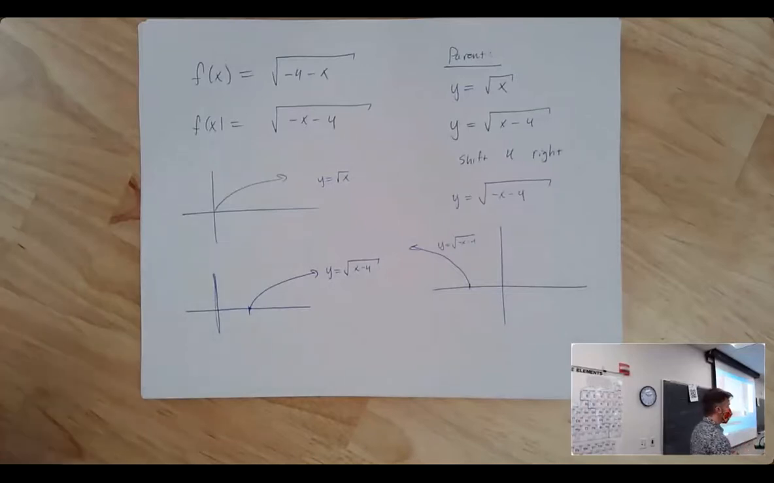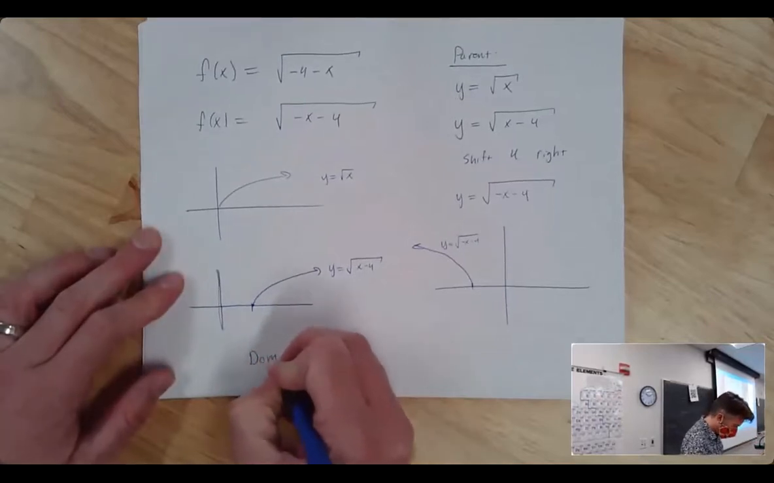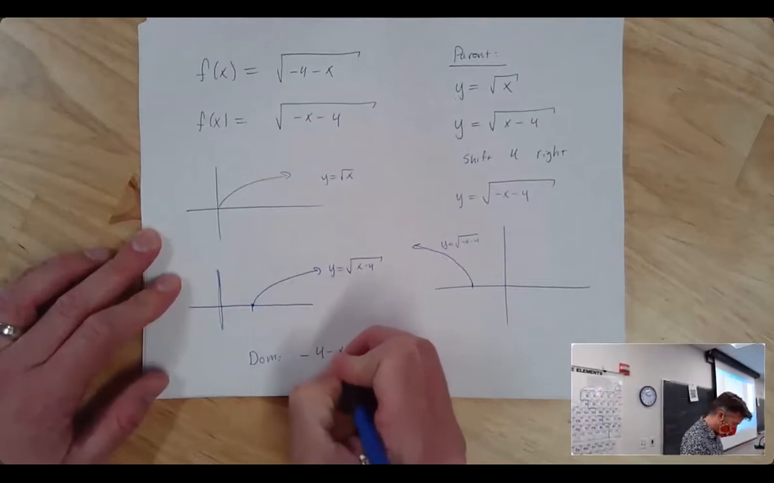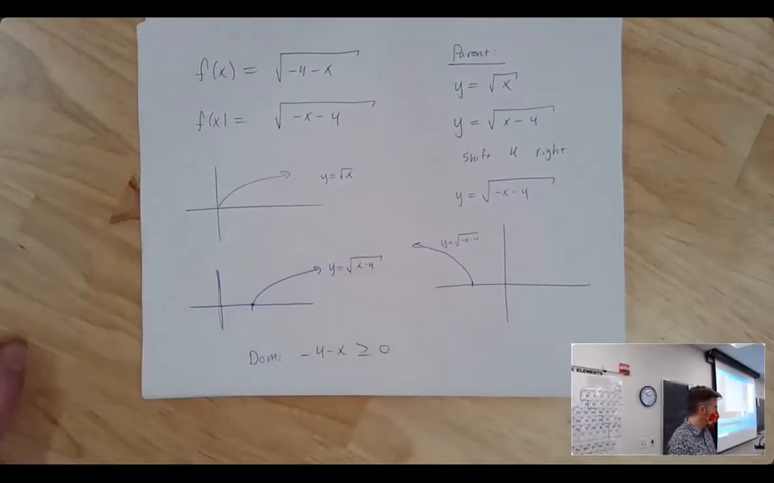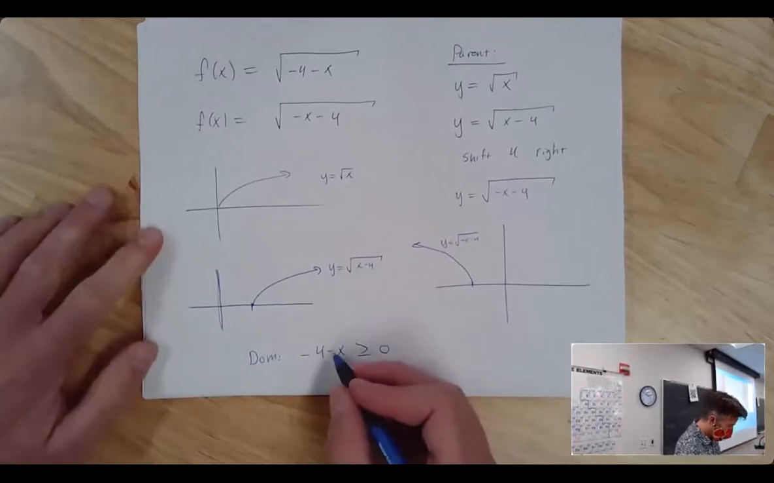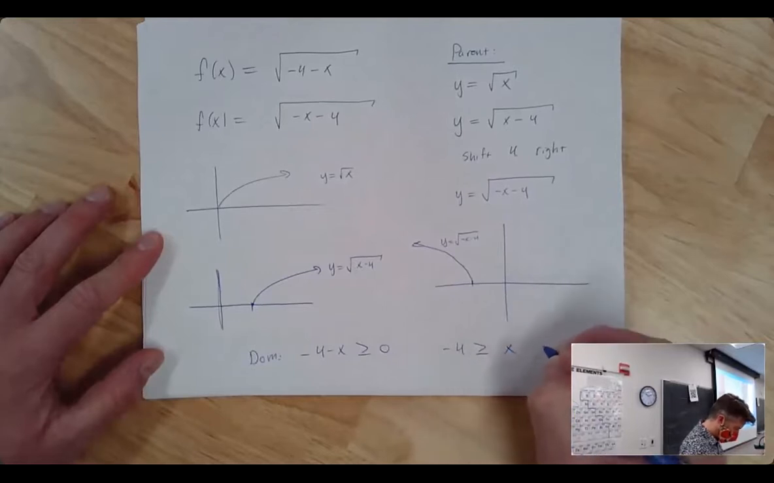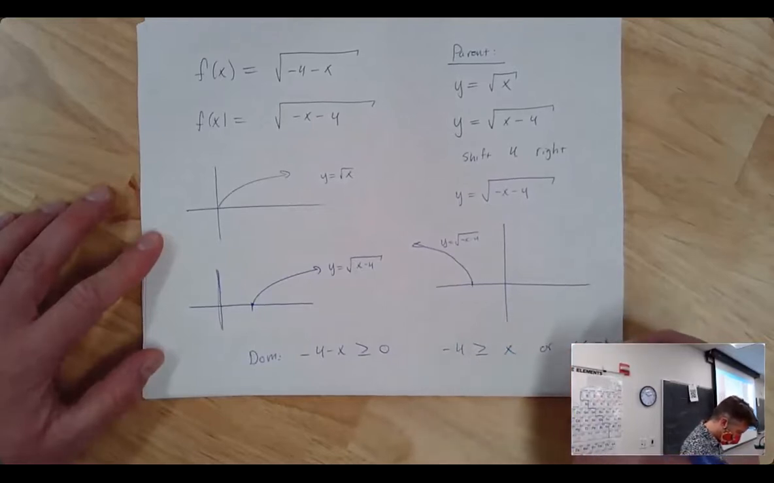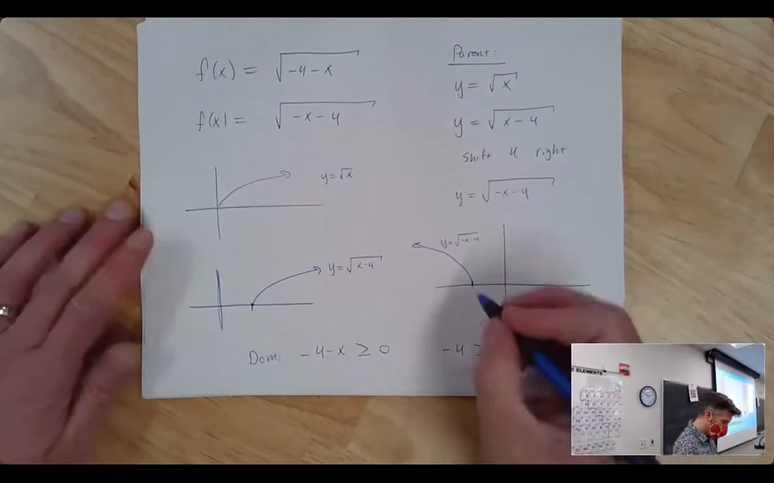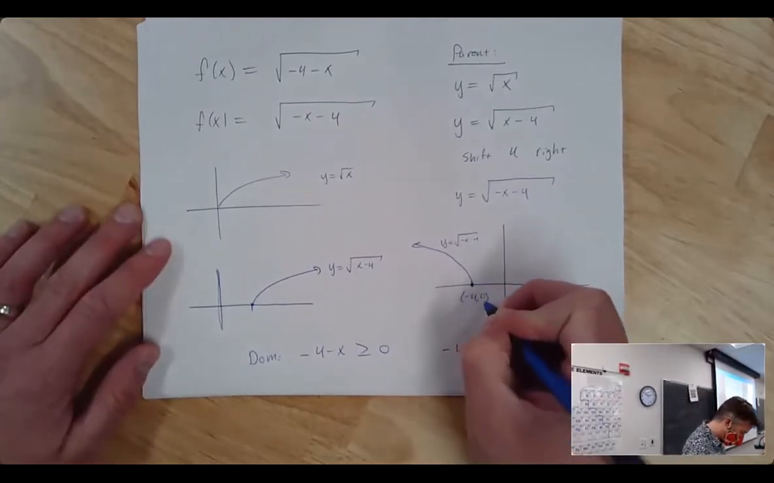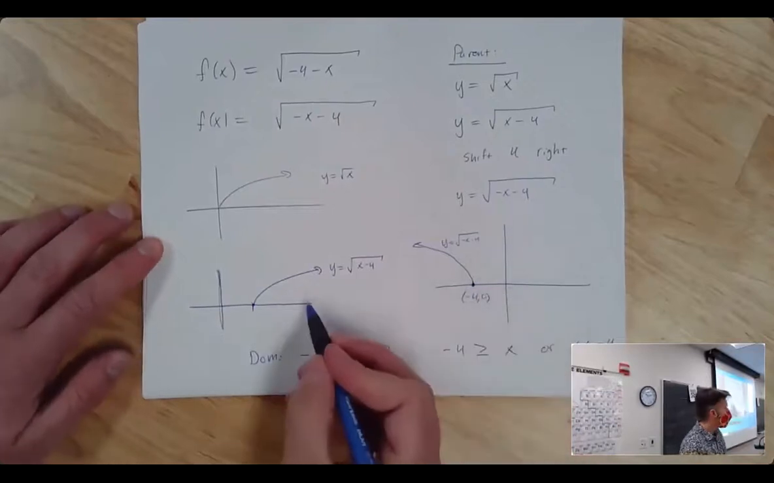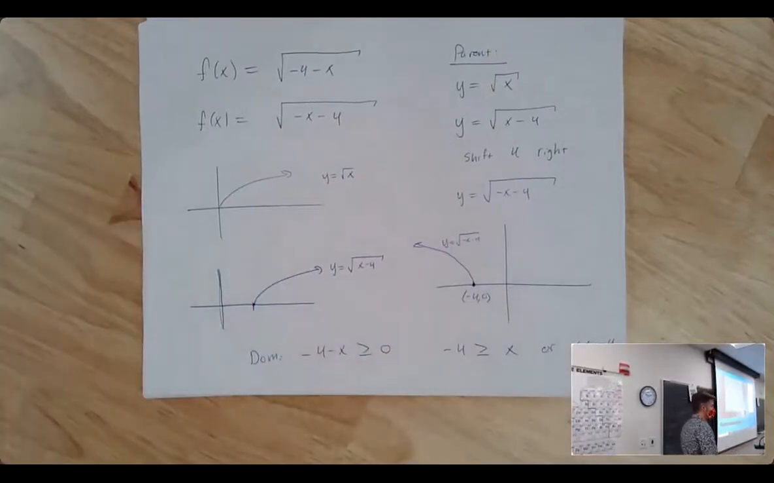Really, to be perfectly frank, when it's a square root function like this, the real easiest way to make sure you get it right is to think about the domain. I want the inside to be greater than or equal to 0. If I solve for x, I'll just add x to both sides: -4 is greater than or equal to x, or preferably x is less than or equal to -4. That shows me I'm starting at -4, 0, and I have to be to the left of that because x has to be less than or equal to -4.